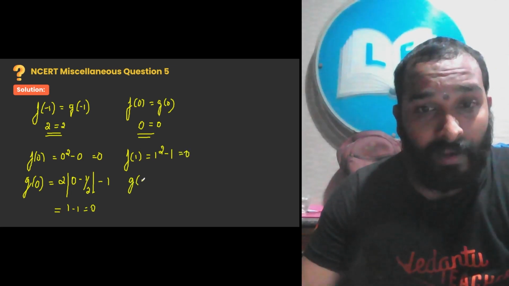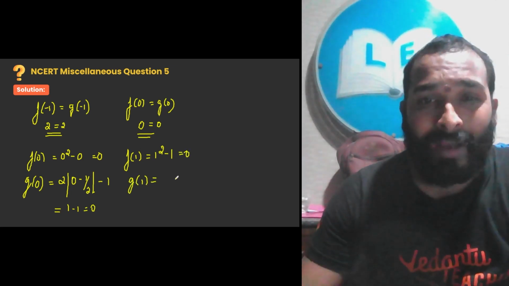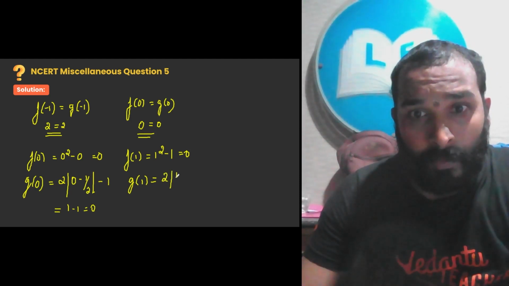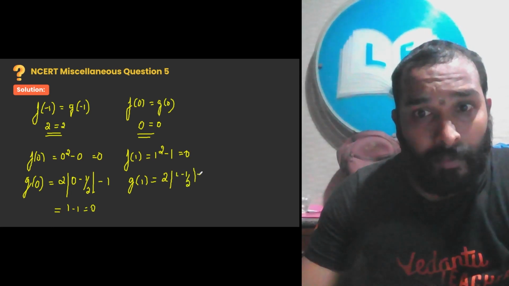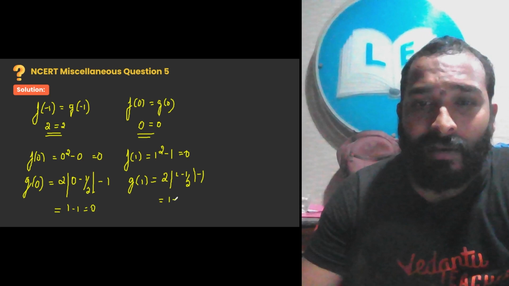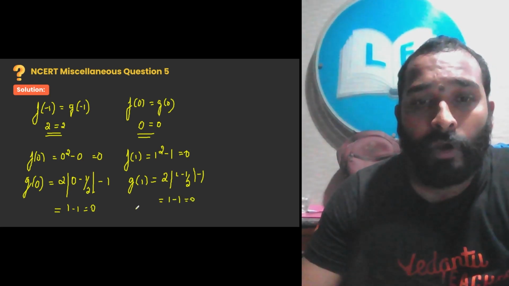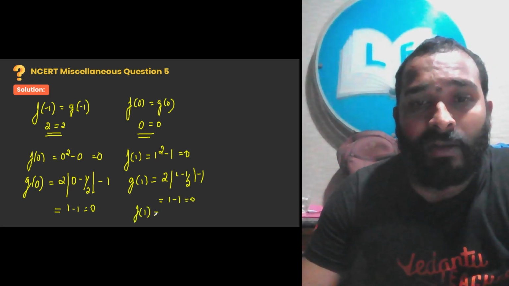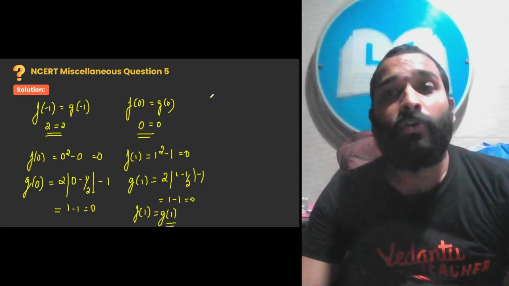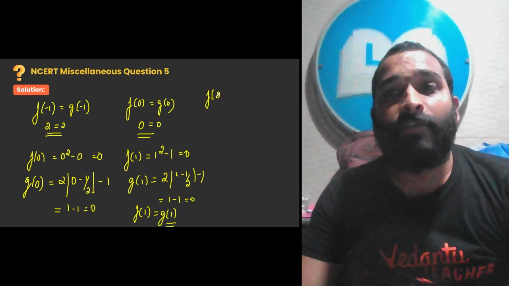What is g of 1? It becomes 1 minus half is half, 2 times 1 minus half minus 1. So here what do you get, children? 2 times half minus 1, that becomes 1 minus 1, which is 0 again. And here you're getting f of 1 equal to g of 1. That is also 0. Now what are the other elements you can check? F of 2.